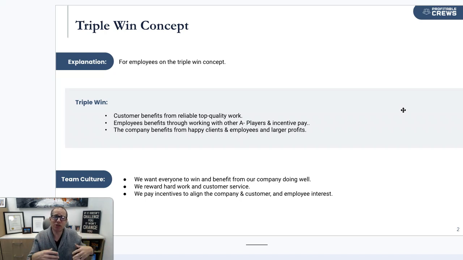So Sean needs to understand that in the case study so that he feels confident going forward with this attraction strategy. We want to promote the team culture, right? Which is we want everyone to win and benefit from our company doing well. We reward hard work and customer service, and we pay incentives to align the company, the customer, and the employee's interests all together, right? We like to say when the sun shines, everyone gets a tan, and it keeps everybody aligned. And that's really what we're trying to foster in this case study company and what we hope you're going to foster in your company.